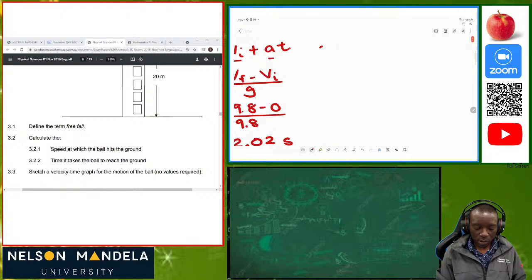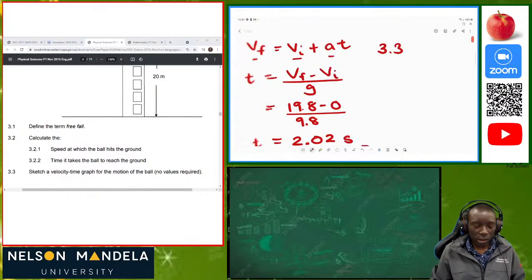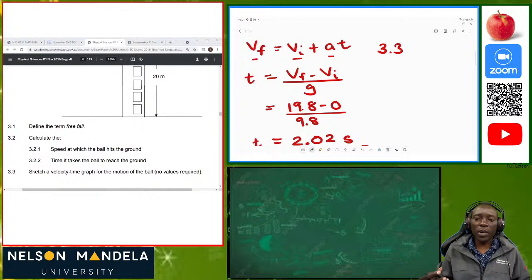3.3. Part 3.3 says, make a sketch of the velocity time graph for the motion of the ball. No values are required. So this is just a sketch. In your sketch, you already picture in your mind some object that is starting with a velocity of 0. So you start at 0 and t is 0. Then the velocity of this object is increasing to a certain quantity, which we don't want to know what value it is, at what time it is.